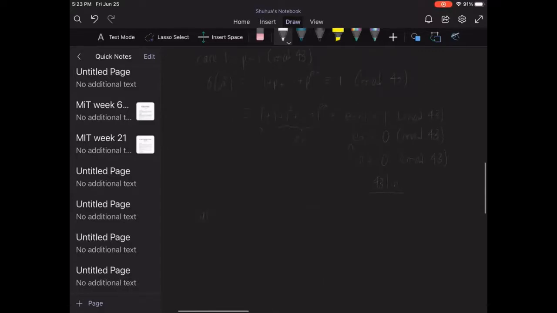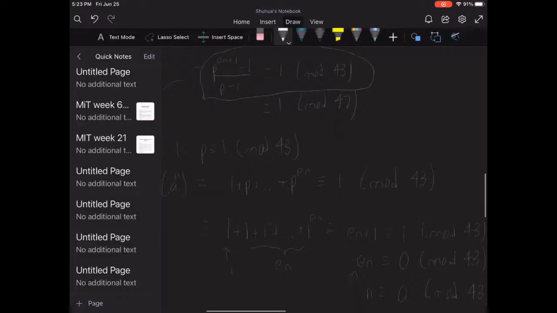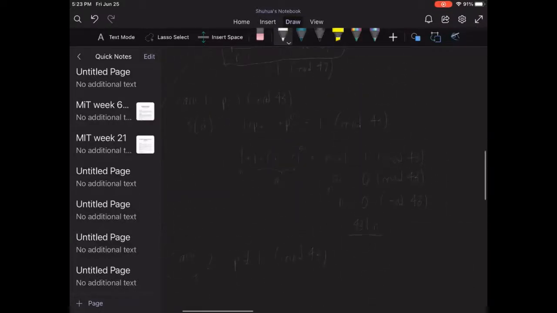And in our case 2, we don't have divide by 0 problems. So we take this expression, and then we can multiply both sides here by p minus 1, since it's not 0, and we're modulo prime, so division works fine normally. And we get p to the en plus 1 minus 1 is congruent to p minus 1. And just getting rid of the 1s, we get p to the en plus 1 is congruent to p mod 43.